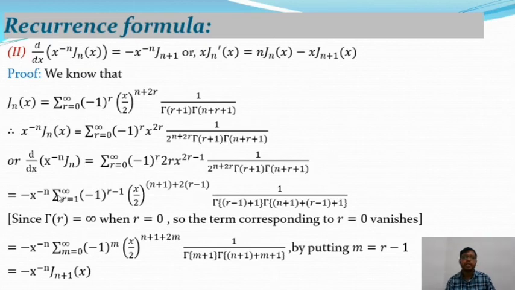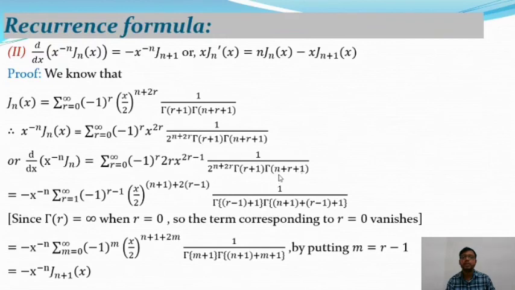Now taking minus of x^(-n) as common, the above equation is reduced to d/dx of x^(-n) J_n(x) equals minus x^(-n) into the summation over r equal to 1 to infinity, where the summation r is starting from 1 to infinity. Okay, so into (-1)^(r-1), (x/2)^(n+1+2(r-1)). So after simplifying this equation, we'll get this one into 1 by gamma(r-1+1) into gamma(n+1+r-1+1).